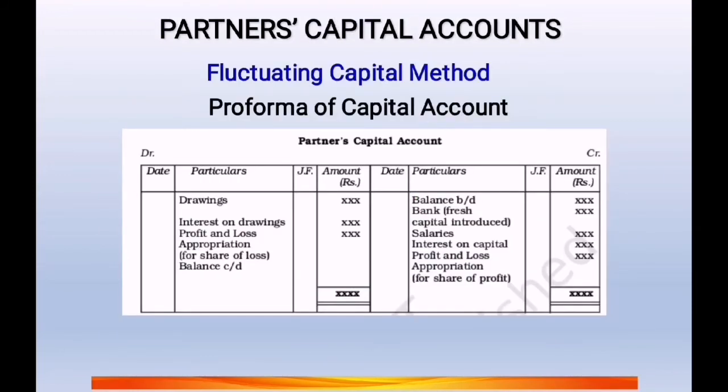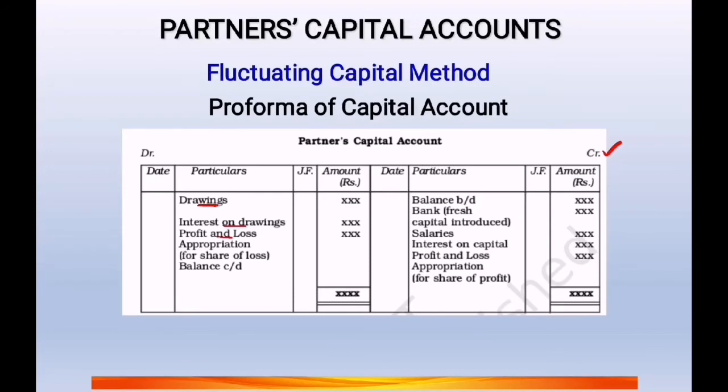Under fluctuating capital method, all the transactions related to a partner, whether it is the opening balance of the capital, additional capital introduced, the salary received by the partner, interest on capital or share of profit, everything related to a partner will be shown on the credit side of the partner's capital account. At the same time, whatever amounts are to be charged from the partner, like drawings, interest on drawings and share of loss, are also shown in the partner's capital account under fluctuating capital method.